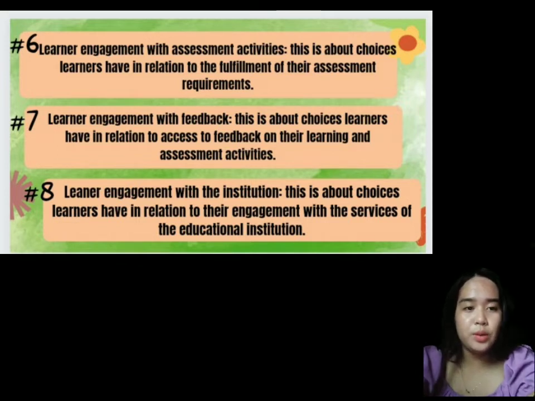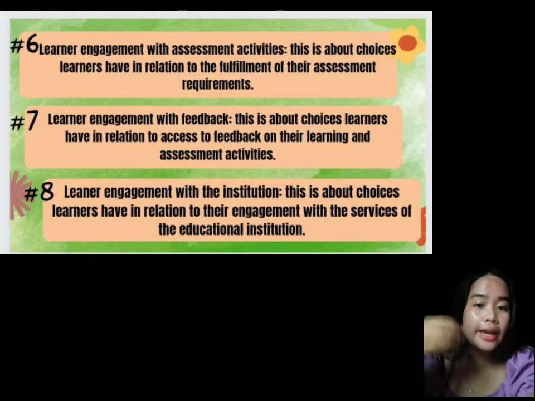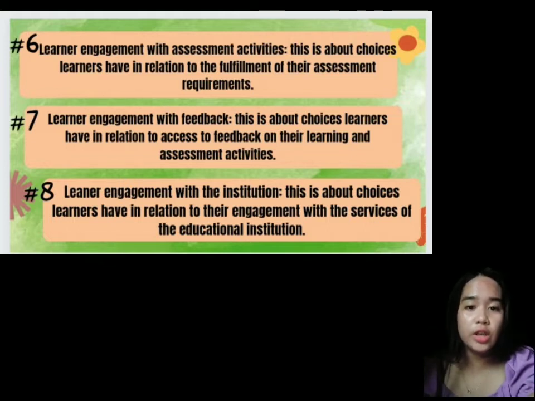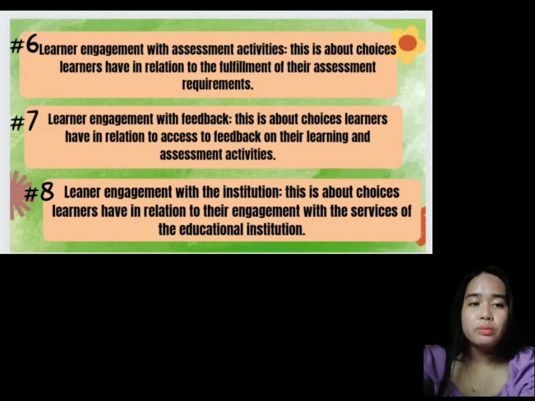For number eight, which is the last, learner engagement with the institutions. This is about choices learners have in relation to their engagement with the services of the educational institution.